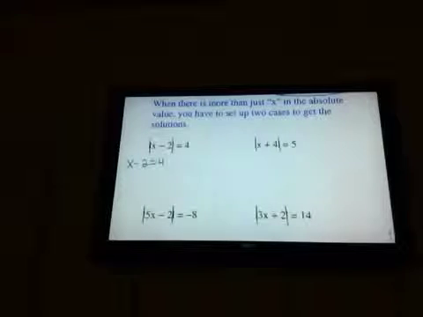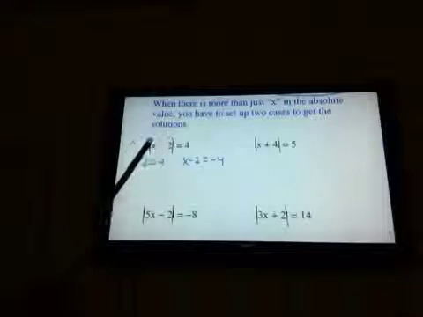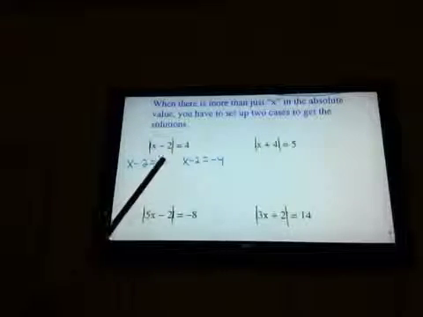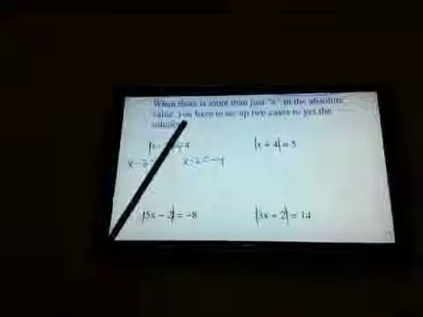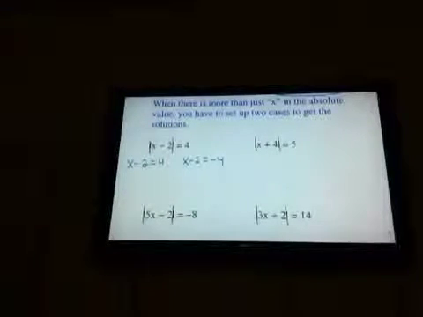To get the other answer, you take the x minus 2, whatever is in those absolute values, and you set it equal to negative 4. So you change the sign, make it negative. So they're asking, what can this be? What makes this 4 and what makes this negative 4? Because that's going to be my answers there.